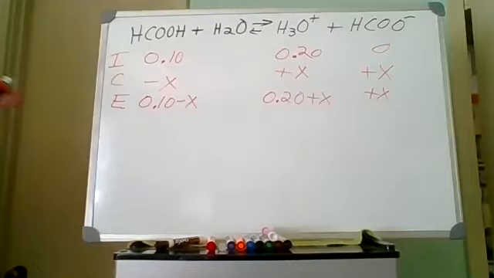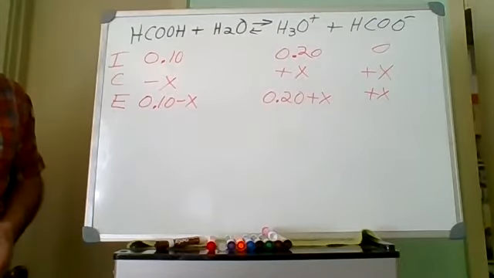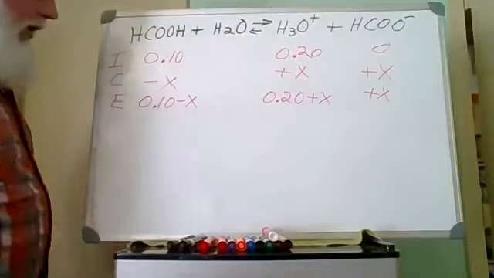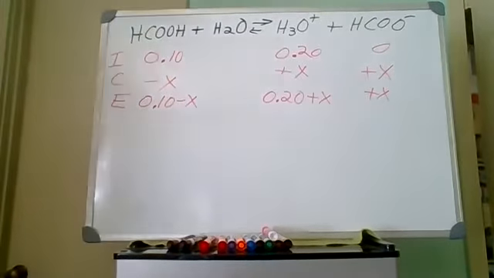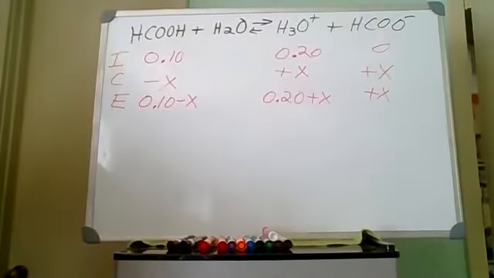Again, if you can construct the ice table appropriately, you should have no problem answering any question that follows. Right? No problem. So we can set up an expression for the equilibrium constant, and to do that, I'm going to get out the other big board here. Does everybody have that ice table copied down? Yes. Okay.